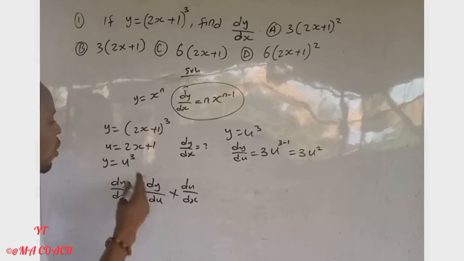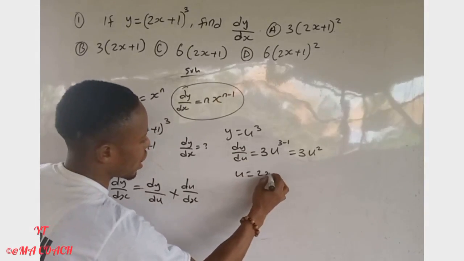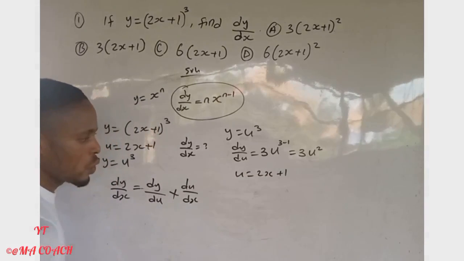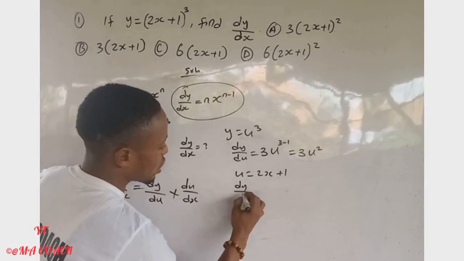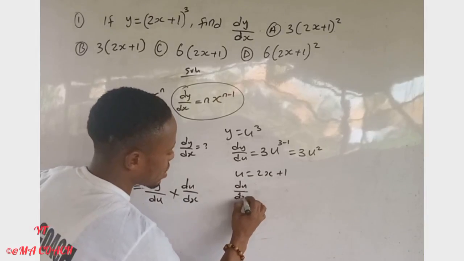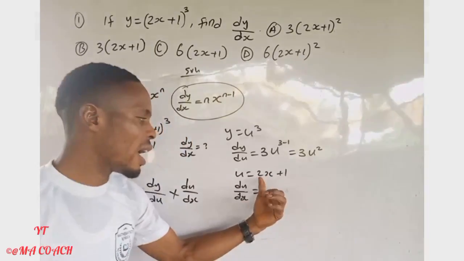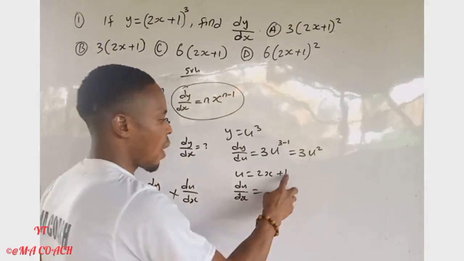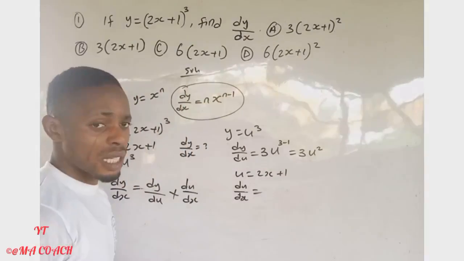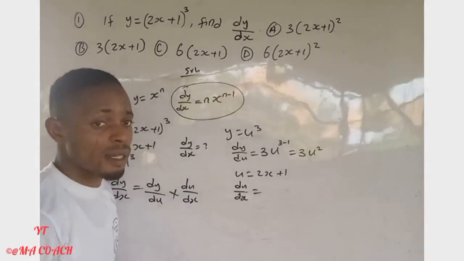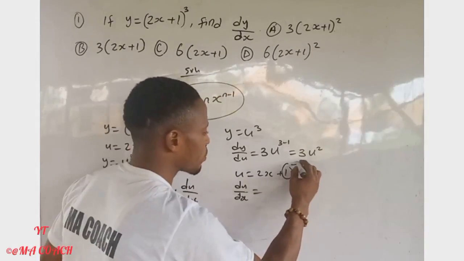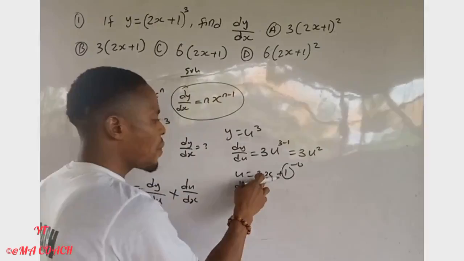To get the value of du/ds, we have u equal to 2s plus 1. So to differentiate u with respect to s, we differentiate this with respect to s. The 1 here is a constant because it does not carry any variable s, so this one becomes 0. Okay, so here we have our s here.